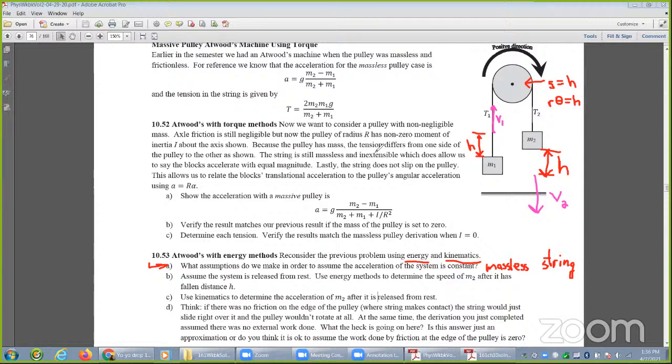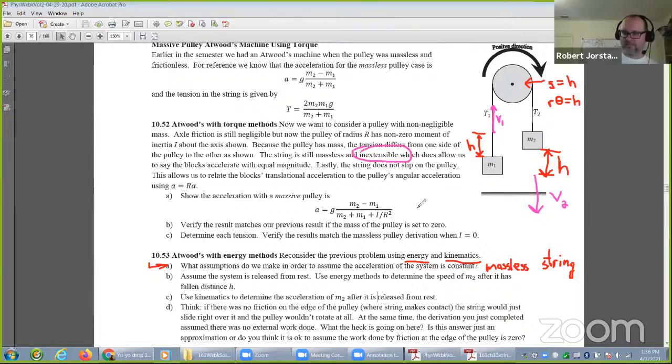What is the key word that allows us to say they're moving at the same rate? Well, they cover the same distance and they have the same acceleration. Because the string is inextensible, right? If the string stretches, they could move different amounts. If the string is not stretching, they move the same amount.